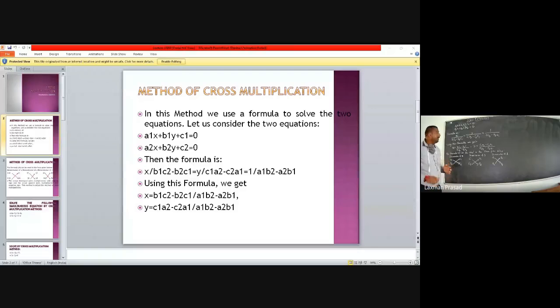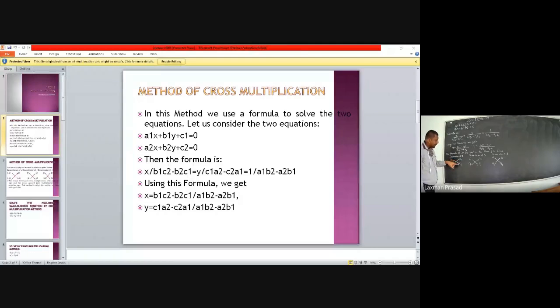Okay, shall I repeat once again? There are two equations: a1x plus b1y plus c1 equals to 0, a2x plus b2y plus c2 equals to 0. So by finding out the formula, this is also a simple way. The moment you are interested to find out the value of x, eliminate x, the remaining portion is the denominator of x.